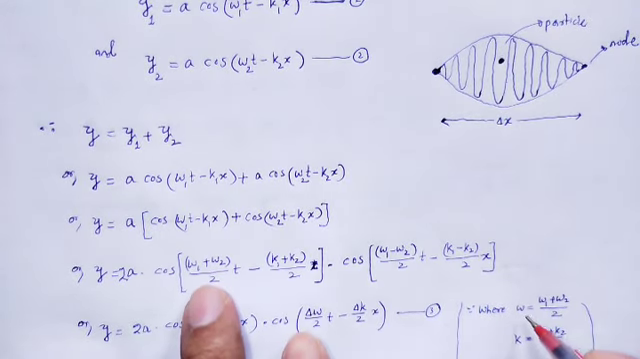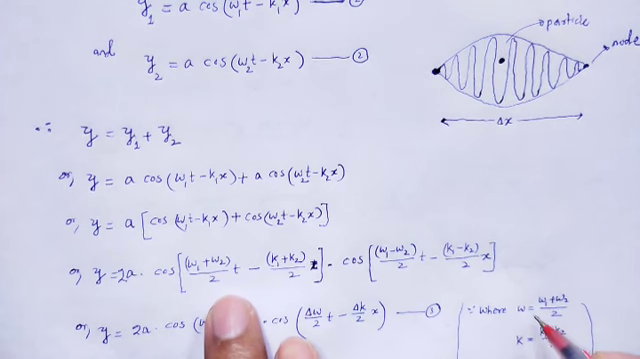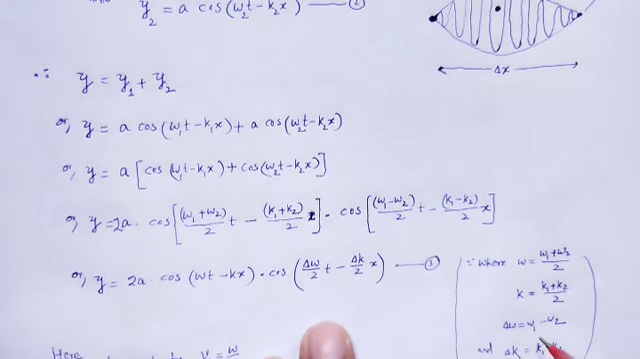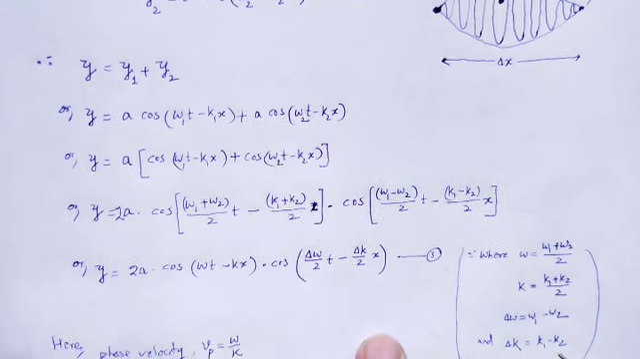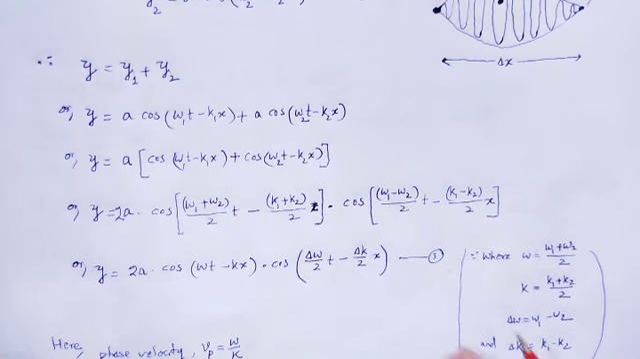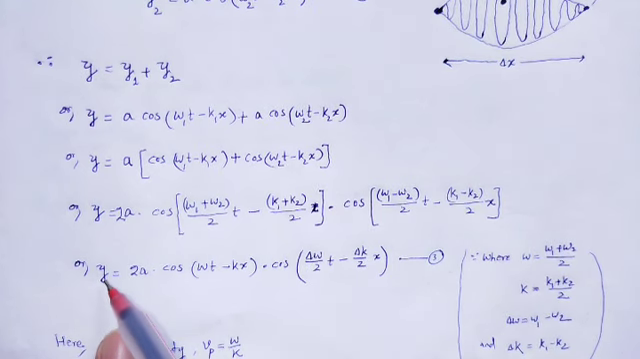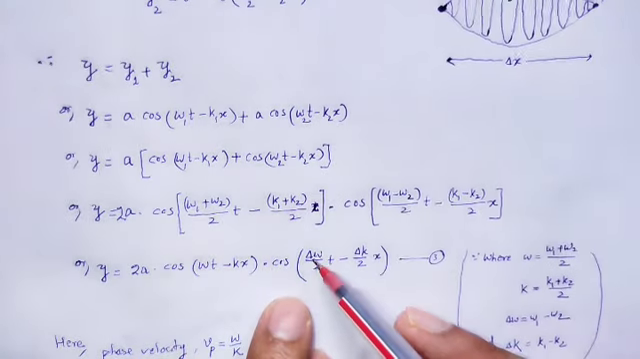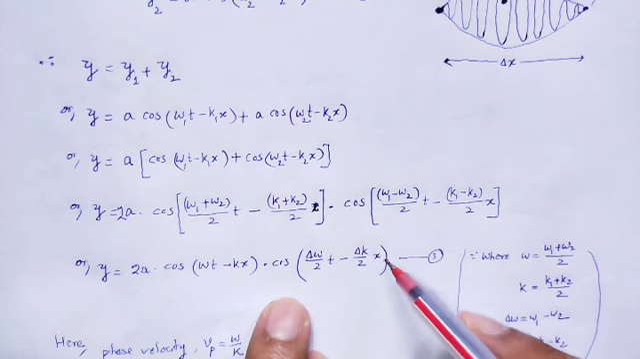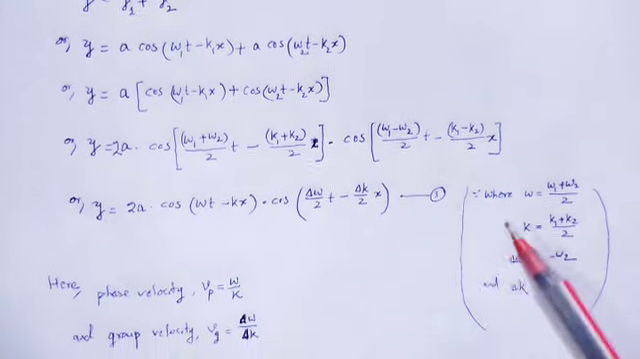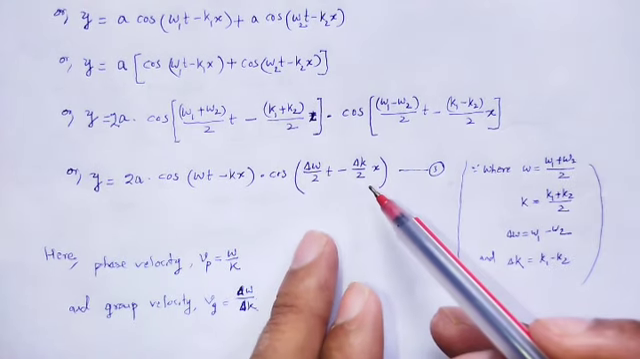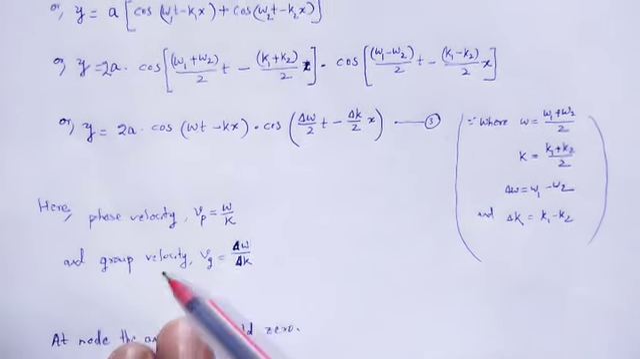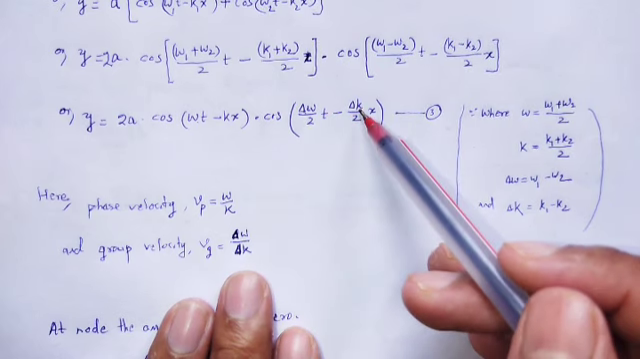Simply, in place of omega 1 plus omega 2 divided by 2, we use omega, and in place of k 1 plus k 2 divided by 2, we use k, and omega 1 minus omega 2 as del omega, k 1 minus k 2 as del k. So the equation is simplified as y is equal to 2a into cos omega t minus kx into cos delta omega by 2 into t minus delta k by 2 into x. From the equation, this part shows the phase velocity and this part shows the group velocity. So, the phase velocity is equal to omega divided by k and the group velocity is delta omega divided by del k.